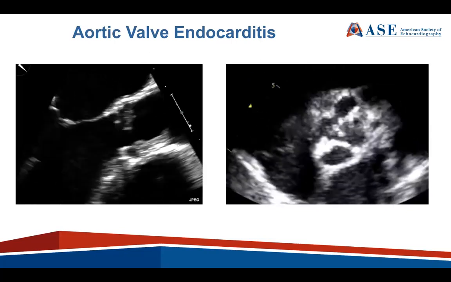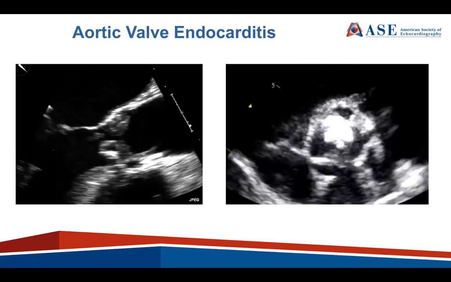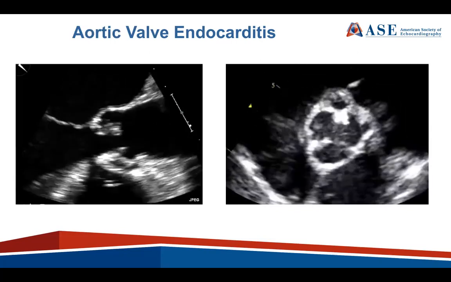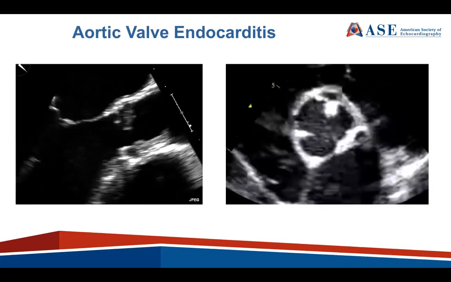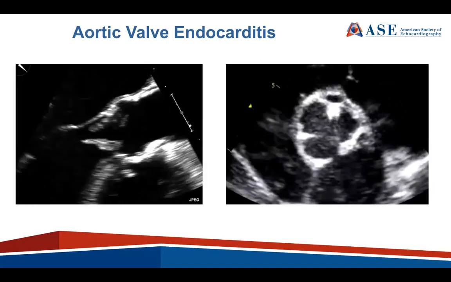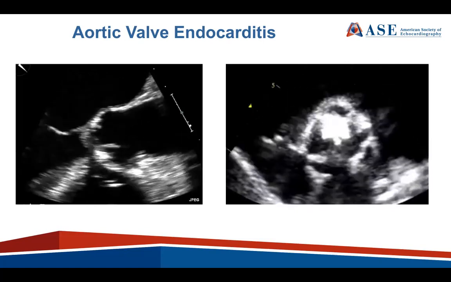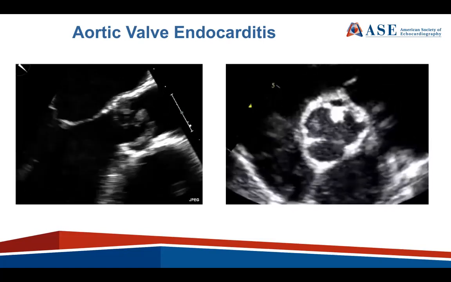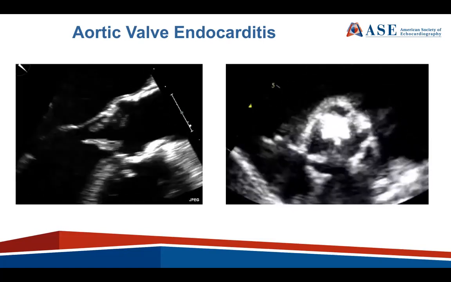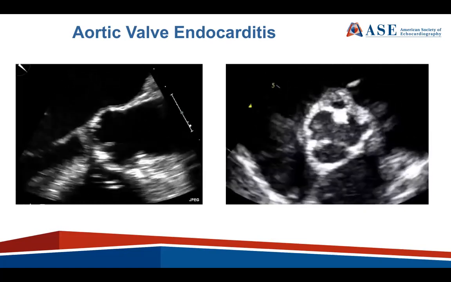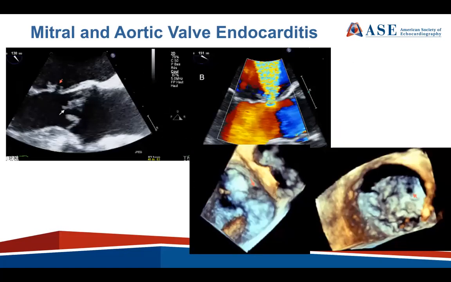You can really see that the aortic valve was quite destroyed in the left-hand image. The cusps of the aortic valve have multiple vegetations on them. And then on the right-hand image, we see that there's significant endocarditis noted as well, a bulky, dense, highly mobile echo structure. Here's an example of mitral and aortic valve endocarditis.